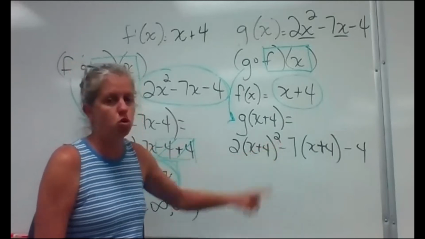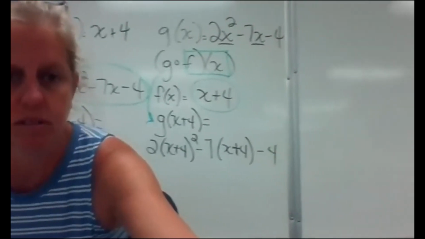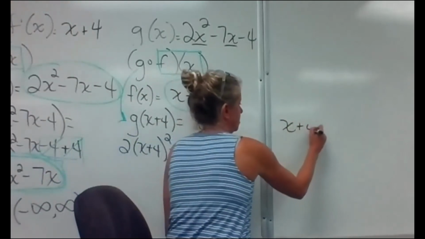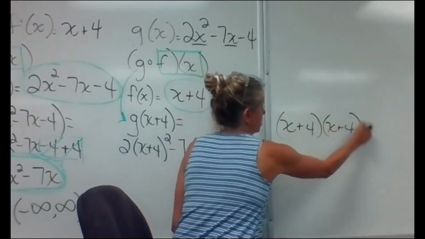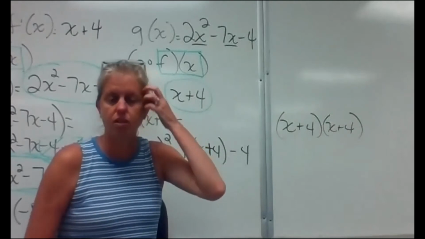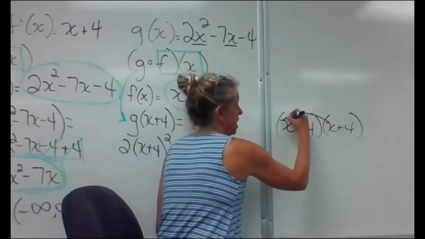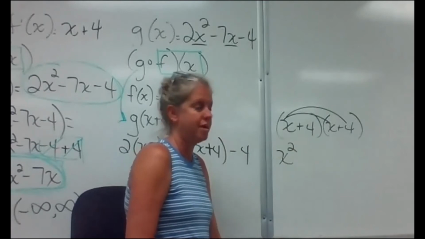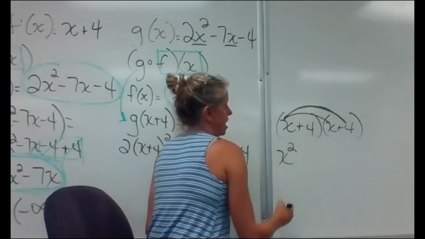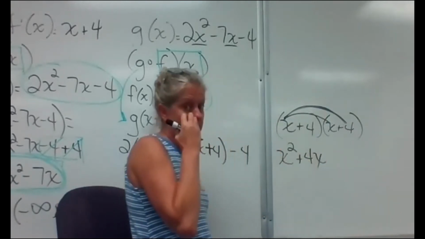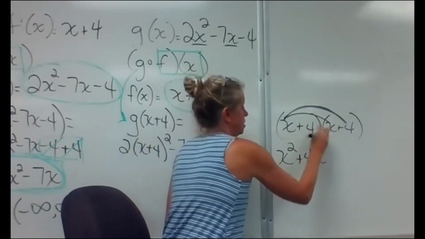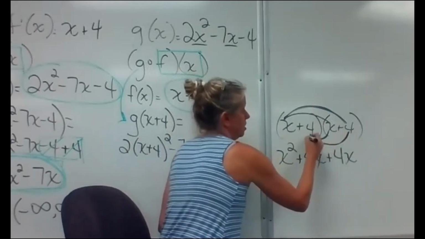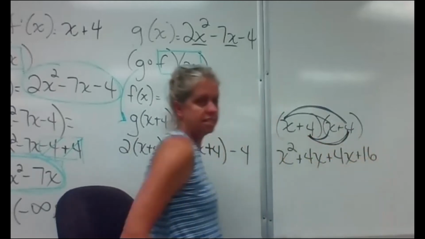Because x plus 4 squared, I'm going to do it over here. I need to figure out what this x plus 4 squared is. That means x plus 4 times itself. So I've got a FOIL here. Distribute that x. X times x gives me x squared. My outer x times 4 is 4x. My inner 4 times x is another 4x. And then the last part, 4 times 4 is 16.